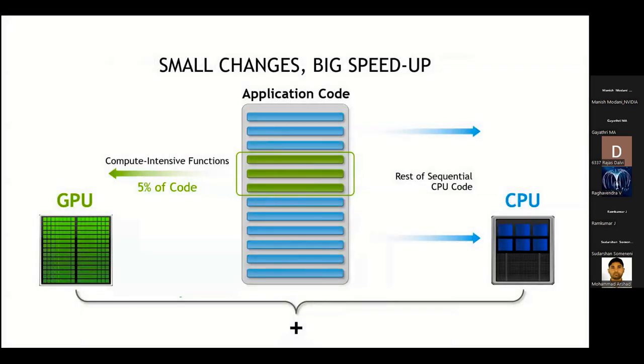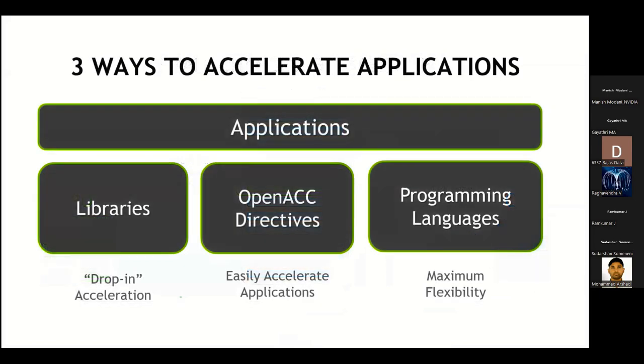As I mentioned, there is a very small portion of the code which we offload to the GPU, which is compute intensive, be it 5%, be it 20%. But that itself gives a significant speedup, right? There are three ways to accelerate the application. One is the accelerated libraries. They are already accelerated on the GPU, and we need to use those libraries in our code. For example, FFT is a very commonly used library in any application. We can use cuFFT there and we get the acceleration.